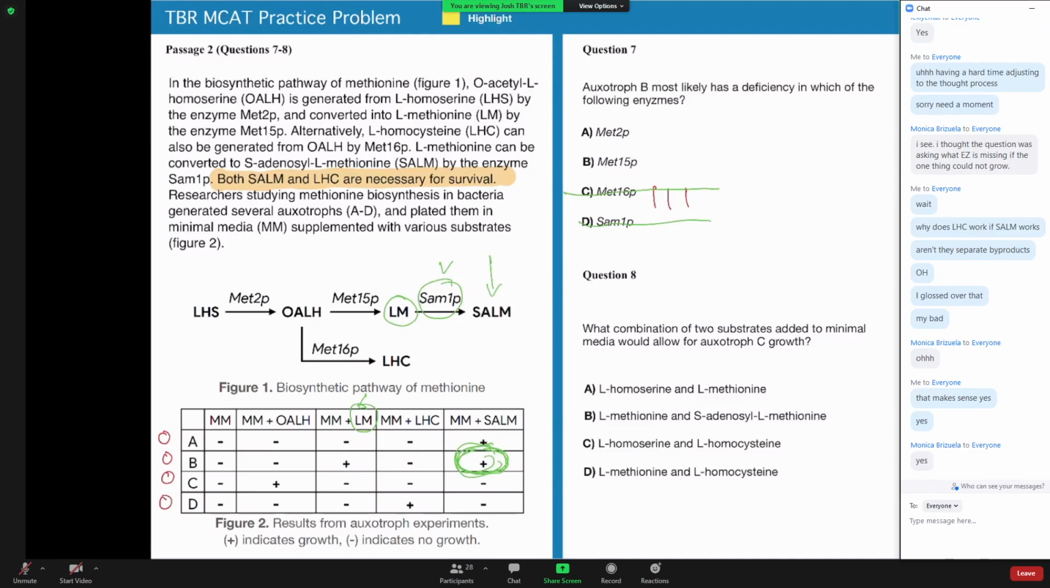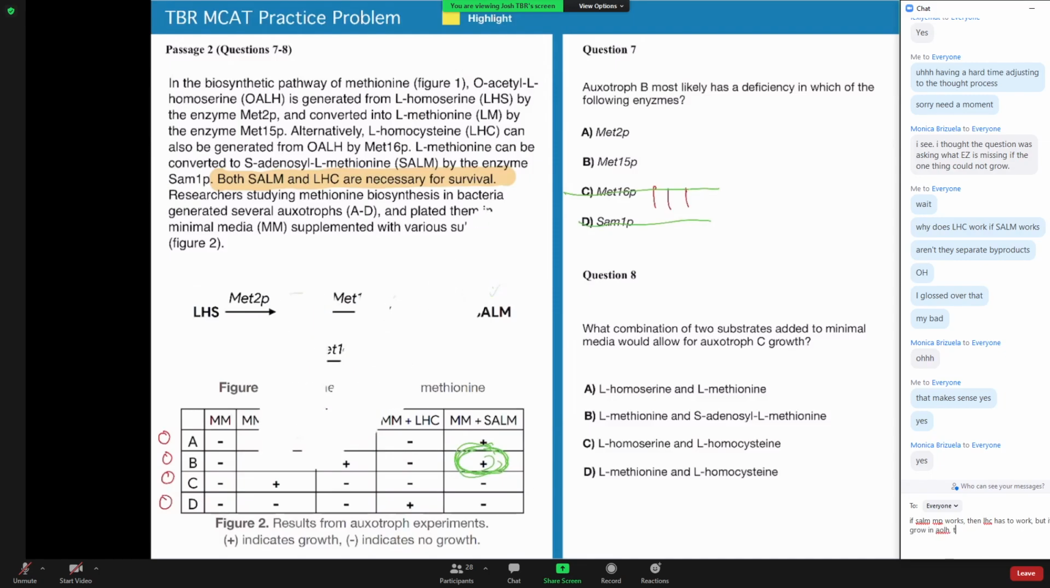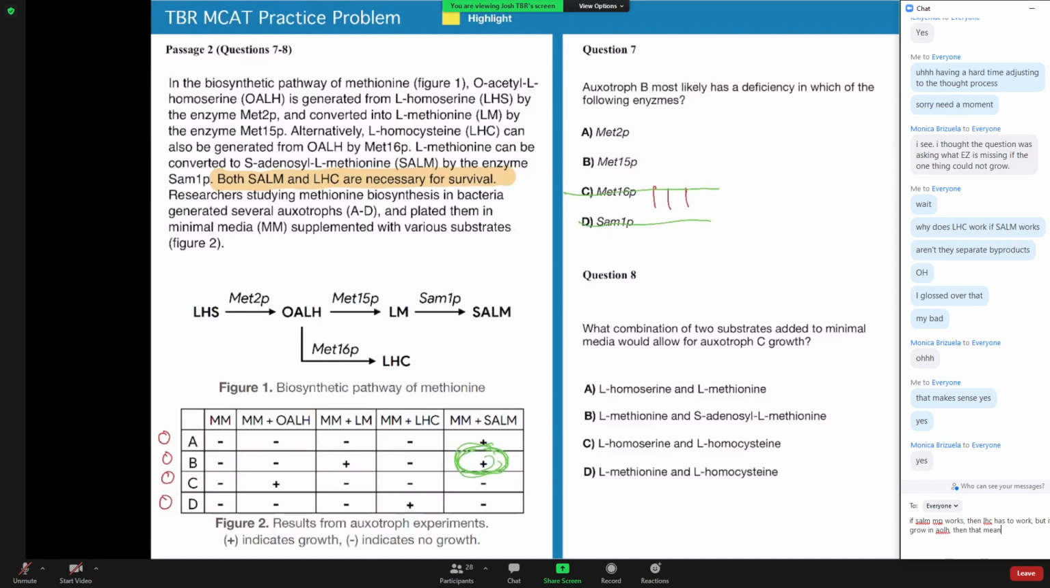And so let's go to the OALH, right? You fed it OALH, right? But it didn't grow, right? And we know SAM-MP must be working, right? Where's LHS? Do we feed it LHS? No, we never fed it LHS. So how do we know MET2P is not working?